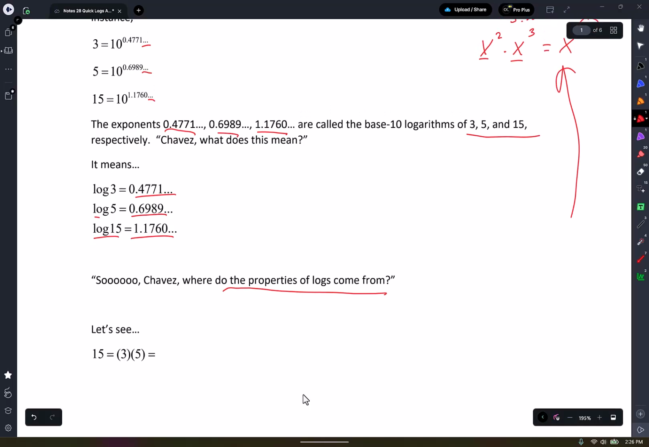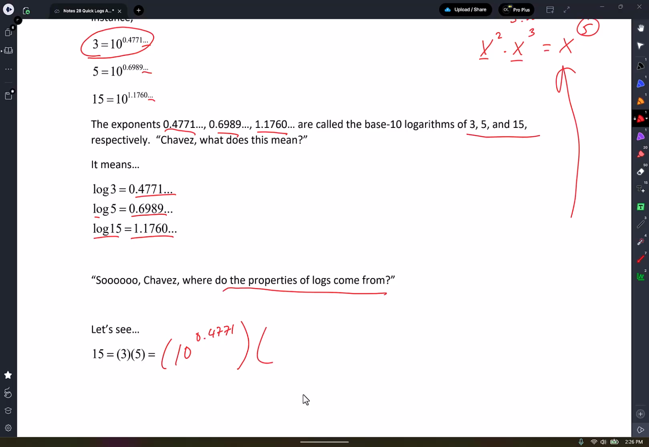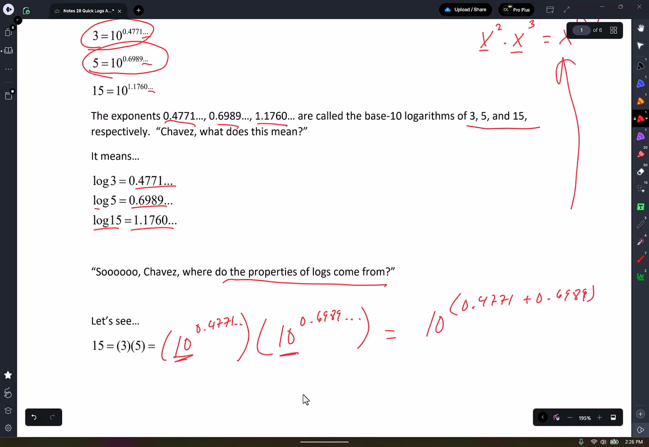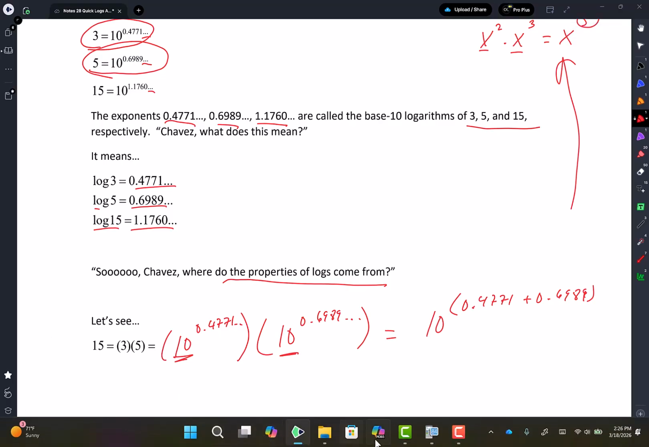So you see how right now 3 is equal to that? So this is like saying 10 to the power 0.4771. And then 5 is like saying this. So that's like saying 10 to the power 0.6989. And of course, dot, dot, dot, it keeps going, right? And you see how I have the same base? So I can say that's the same thing as 10 to the power 0.4771 plus 0.6989. And that should work. Let's see if that works.